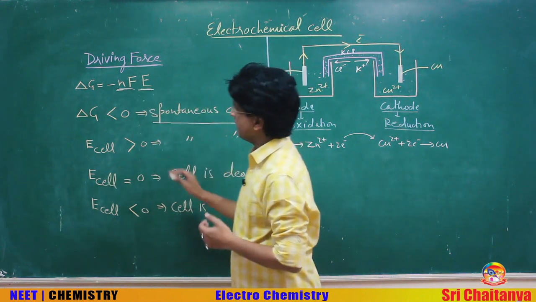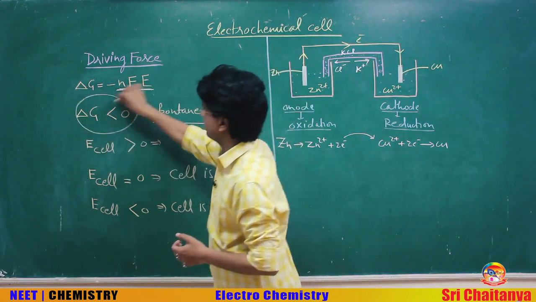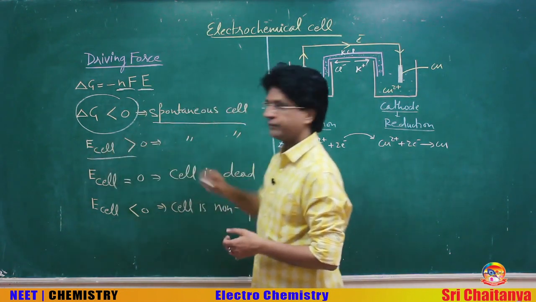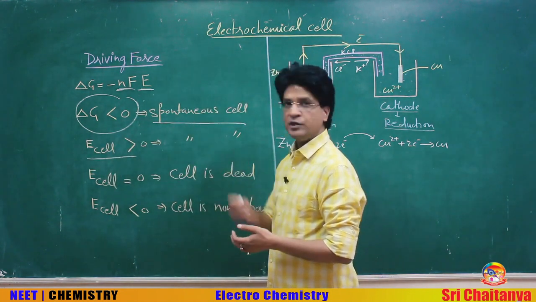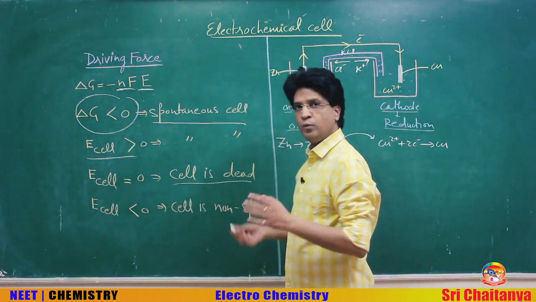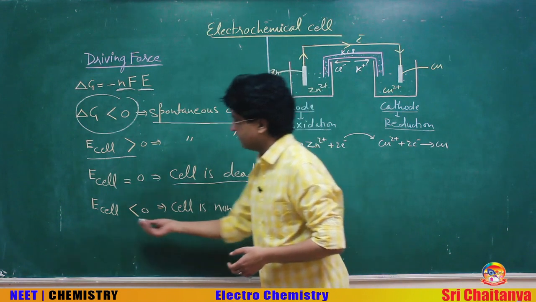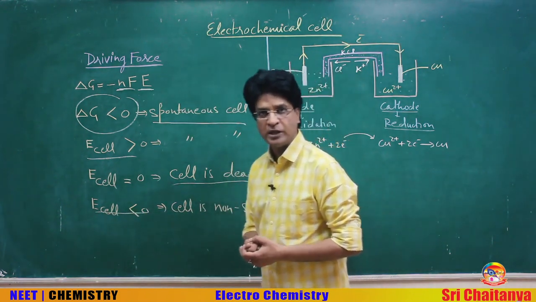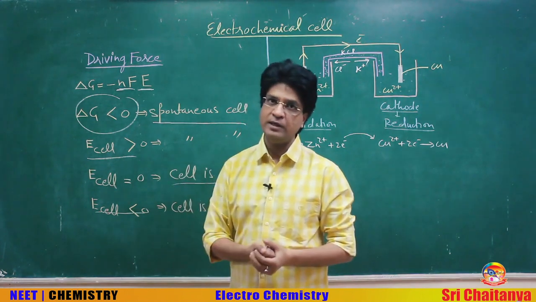So what I am saying is that if you want delta G to be negative, for the cell to work spontaneously, E cell has to be positive. Only then will the cell work spontaneously. E cell equal to 0 means the cell is dead. We have reached equilibrium. If E cell is less than 0, that means the cell is working non-spontaneously. We will not fetch any current from the cell.